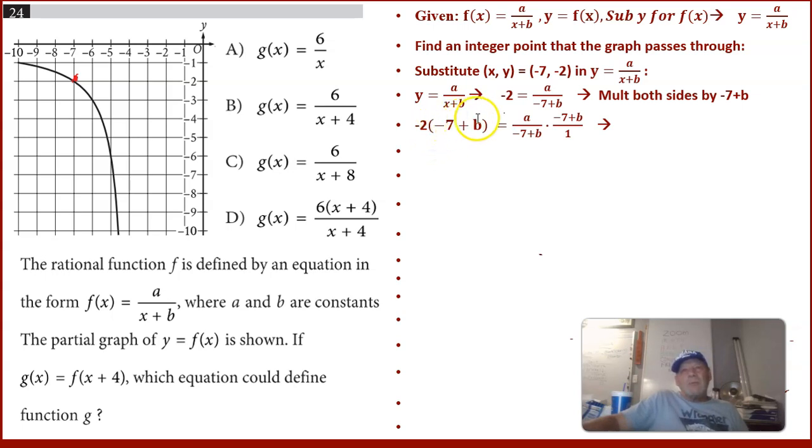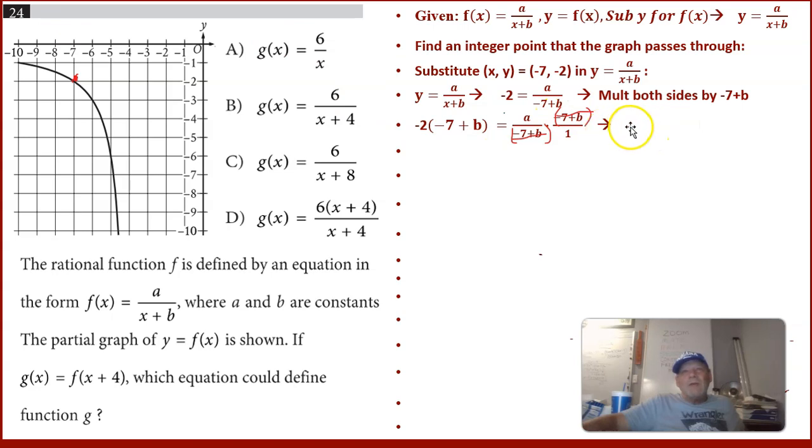All right, so I multiply the left by -7 plus b. Remember, using the multiplication property of equality, I multiply the right by -7 plus b over 1. Why do I put it over 1? Because I need to cancel out what is in the denominator on the left. I'll put parentheses around it. So I'm going to take this quantity right here, this quantity right here, and it ends up canceling. And then I'm going to get a here on the right.